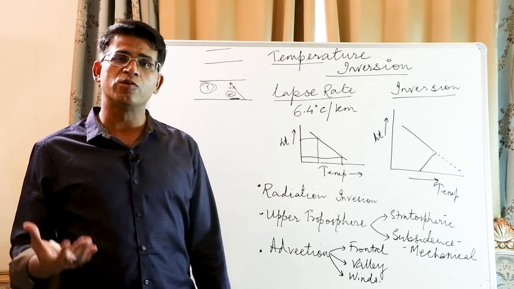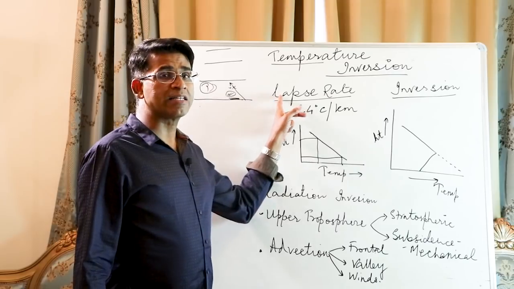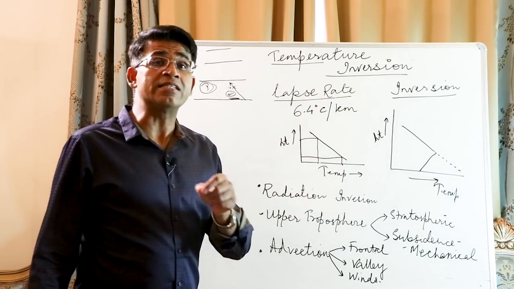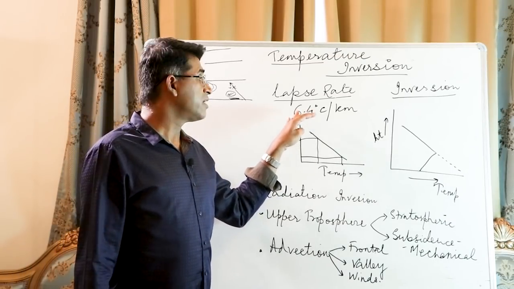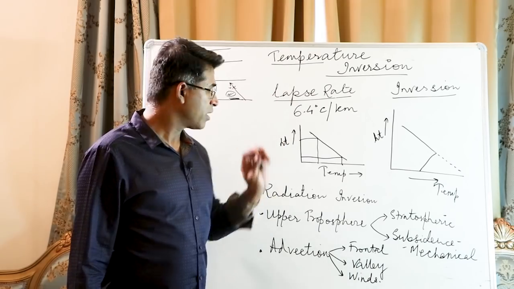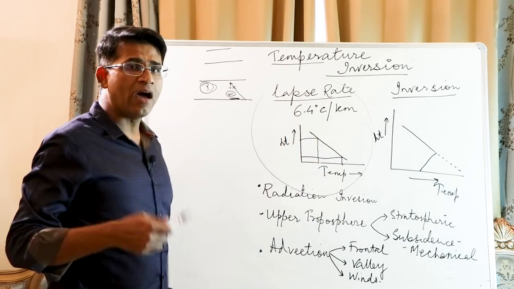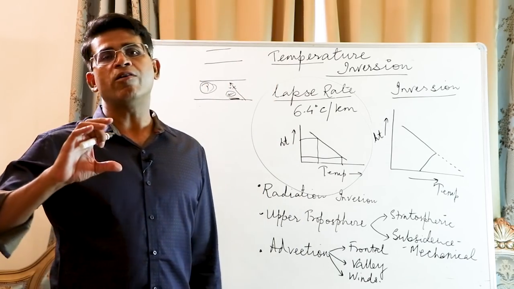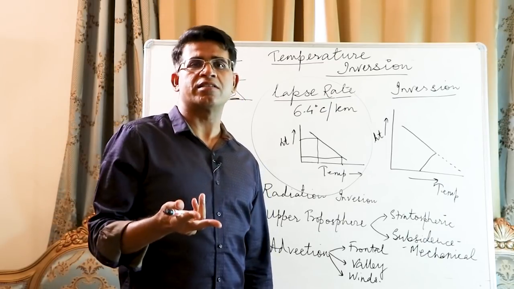I think most of us know this, and a concept linked to this is called the lapse rate, or normal lapse rate, which for a steady state atmosphere is 6.4 or 6.5 degrees centigrade per kilometer. So I assume this is something we know. Now, what happens in inversion is that this pattern of temperature falling with height inverts.